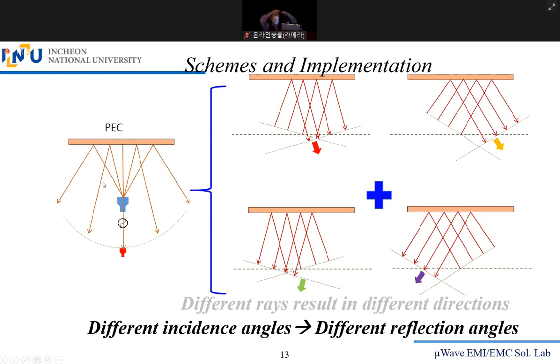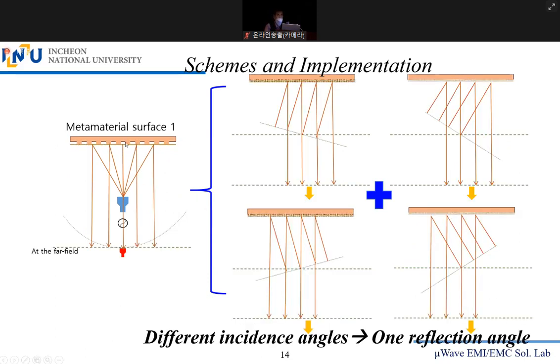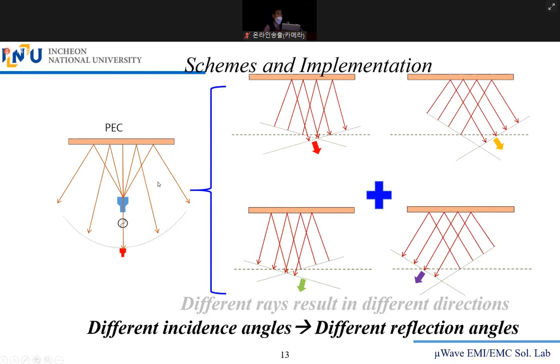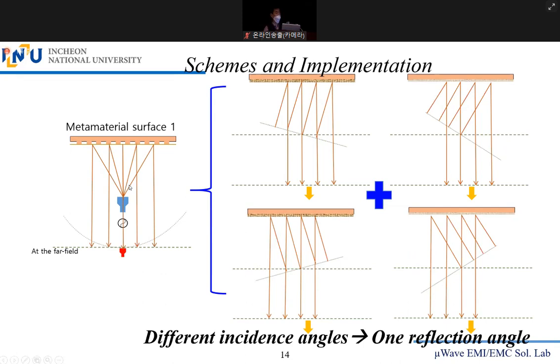That's why people fold the flat PEC to what? Parabola, like that. But parabolic antenna has lots of problems. That's why we had to come up with a metamaterial surface, which is what? Planar. So metamaterial surface or meta surface 1 and meta surface 2 have these functions. Diverging wave, people might be giving me the question, hey, professor, this and this are the same? No way. Can you see?